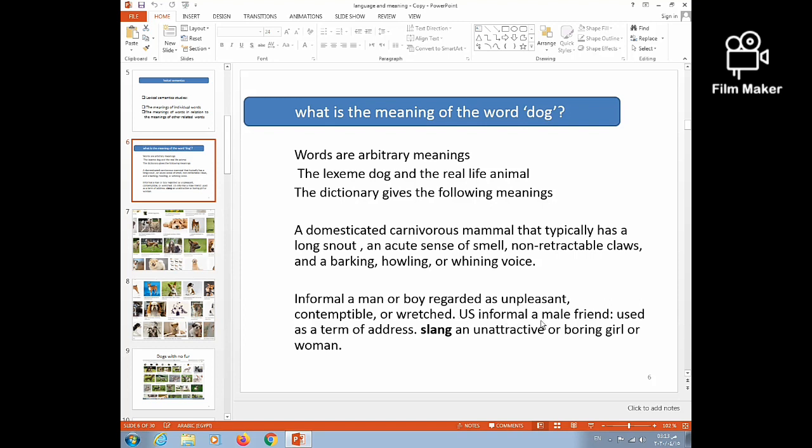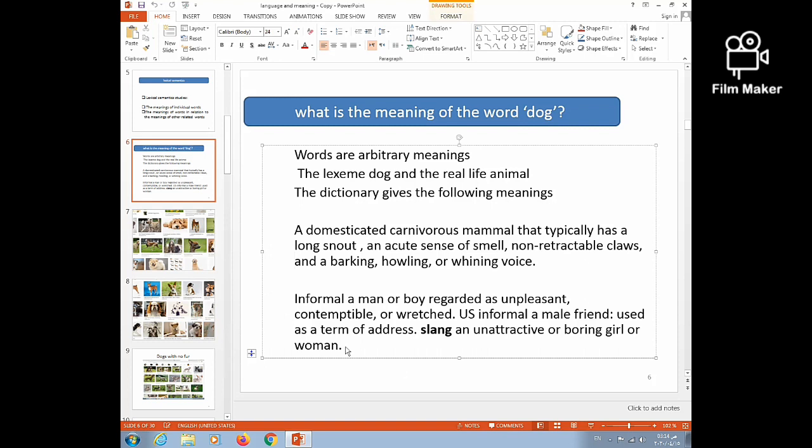Also you have US informal, a male friend. Someone can call his friend a dog, you understand, used as a term of address. And slang, an attractive or a boring girl or woman. The word dog can refer to a boring girl or a boring woman. Of course, this definition is not what we look at here, because we have two kinds of meanings that we must differentiate. Number one, denotational meaning, and this is what we see here. And the other is connotational meaning or associative meaning.